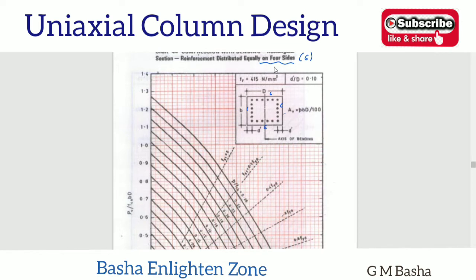Okay, and first check the d dash by d ratio. So our column size will be 300 by 600, which means the small dimension is 300 and the larger dimension is 600. I am arranging it this way because it is not particularly for 6, it is equal on any basis. Then first of all, select the d dash value.